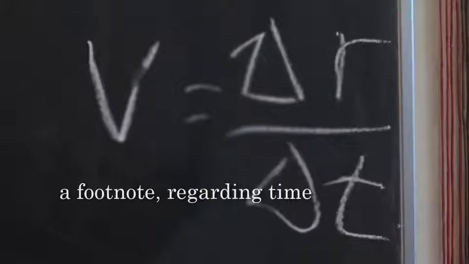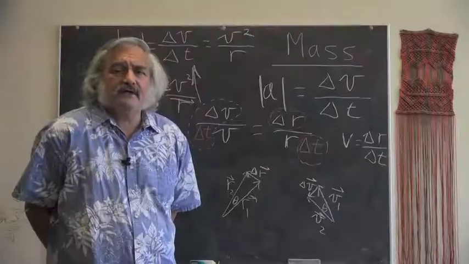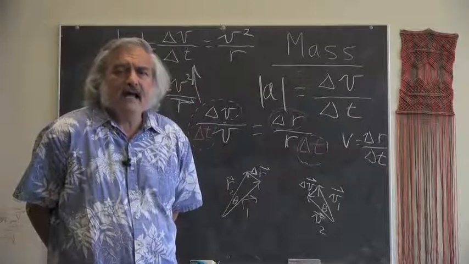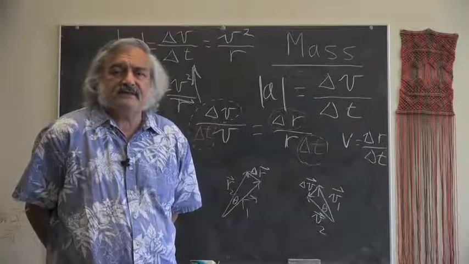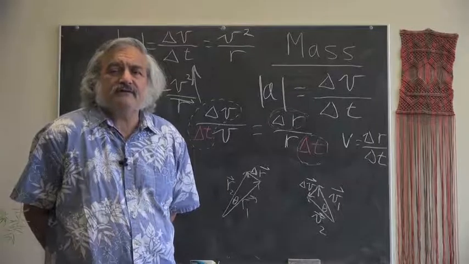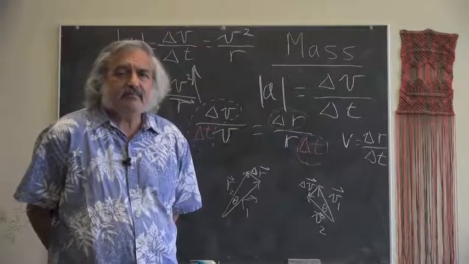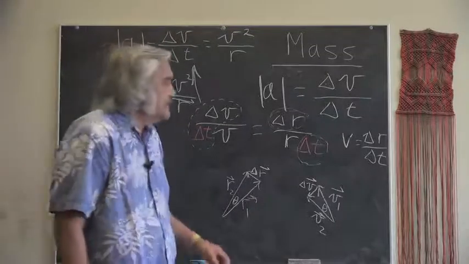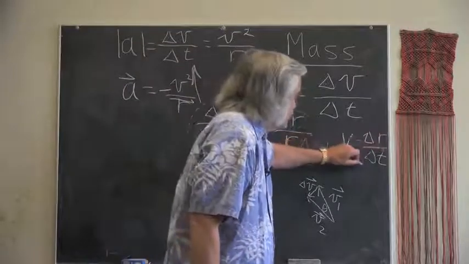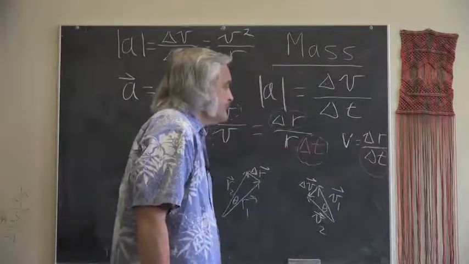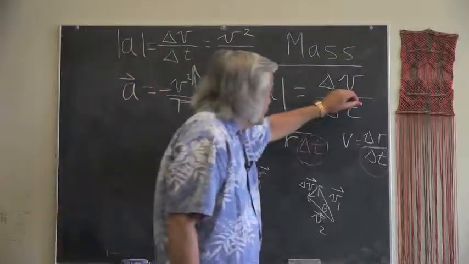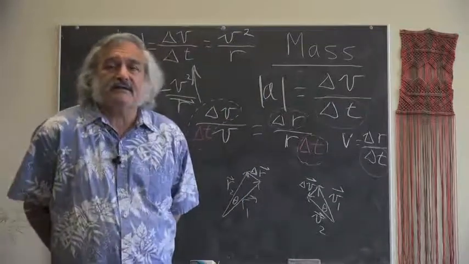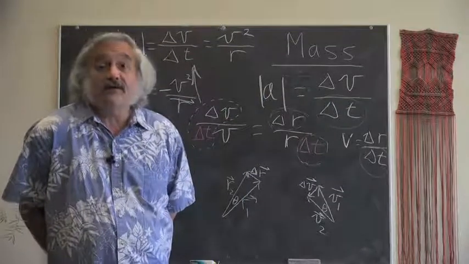I want to tell you why it took so long for us to understand what the nature of forces were. Why did it take till the 17th century before we could figure it out? And the key problem was the quantity associated with delta T. Notice that delta T appears in both an expression for velocity and also in the expression for acceleration. How do we measure delta T? Well, we all know how we do it now.